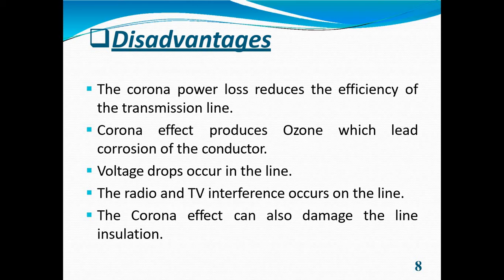Ozone is produced by corona and may cause corrosion of the conductor due to chemical action. The current drawn by a line due to the corona is non-sinusoidal, and hence a non-sinusoidal voltage drop occurs in the line, and this may cause inductive interference with a neighboring communication line. So radio and TV interference also occurs, and the corona effect can also damage the line insulation.